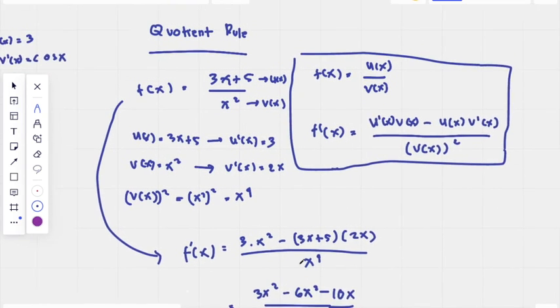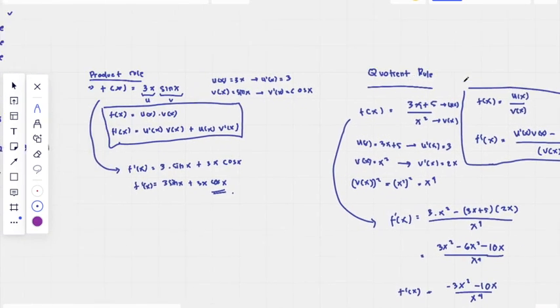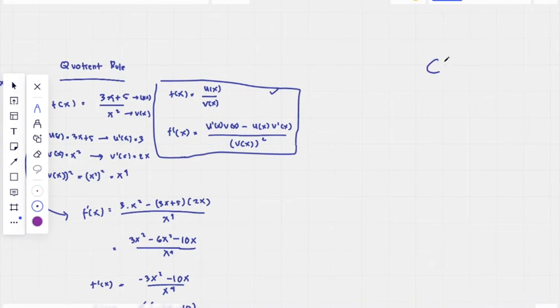So this is the quotient rule. So this is the formula for the quotient rule. Okay, and then the last one is the chain rule. What is the chain rule?